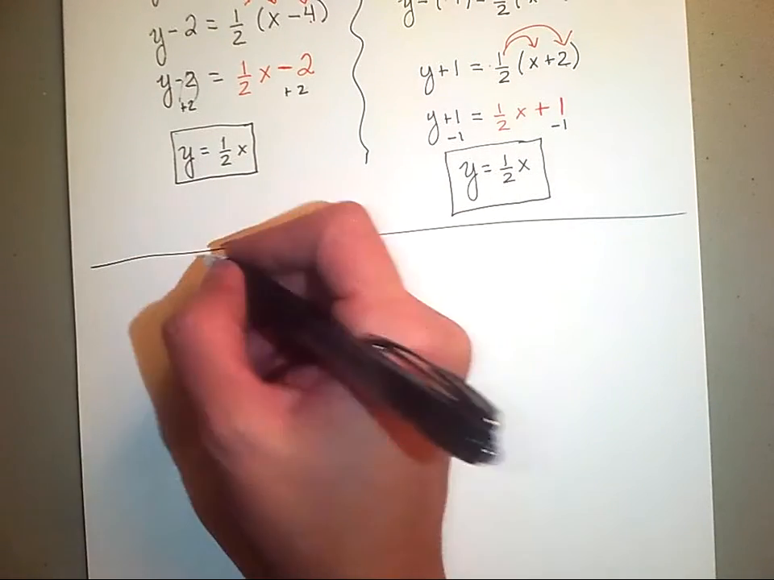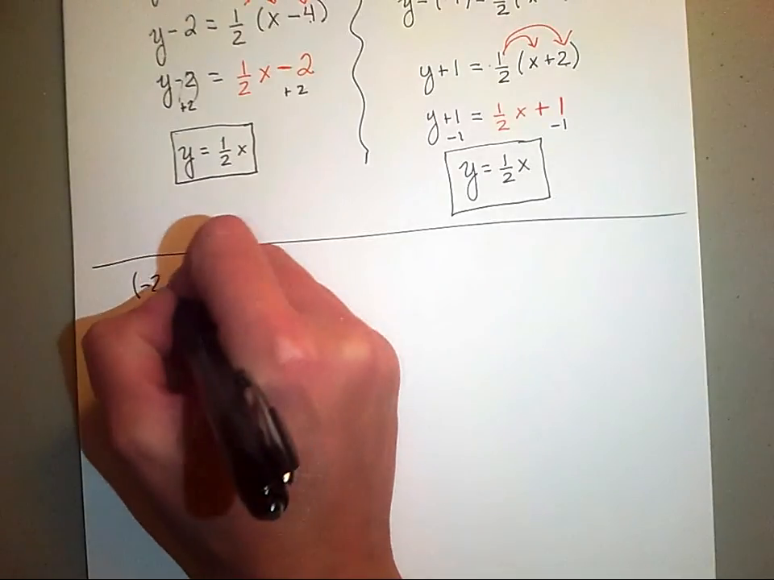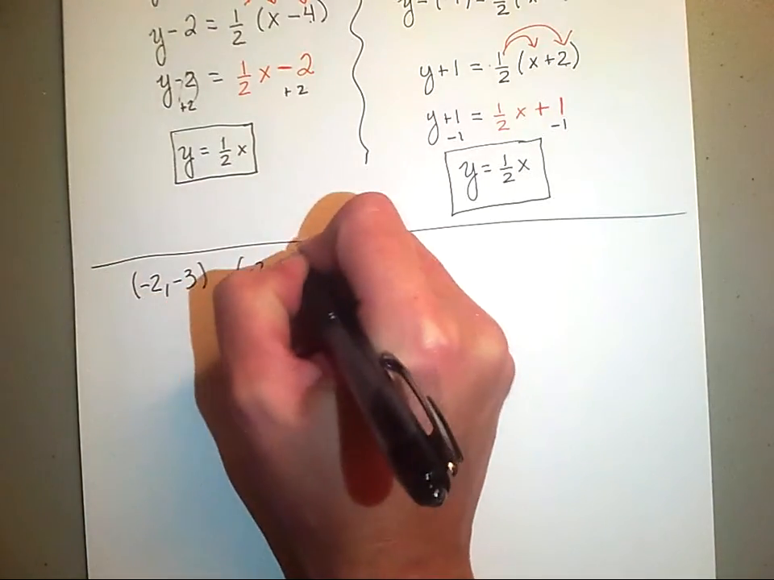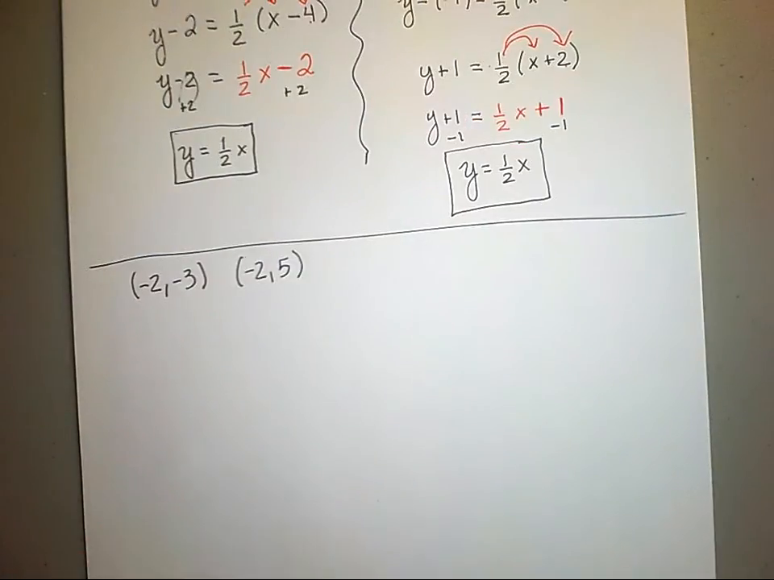Alright, so let's do the next one. It goes through the point -2, -3, and the point -2, -5. I'll give you a moment to start that.